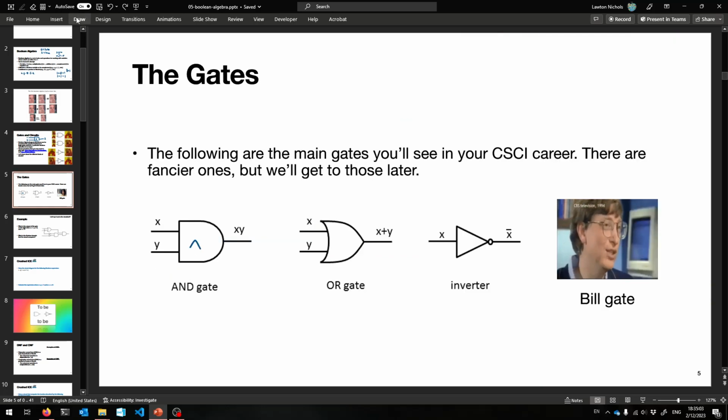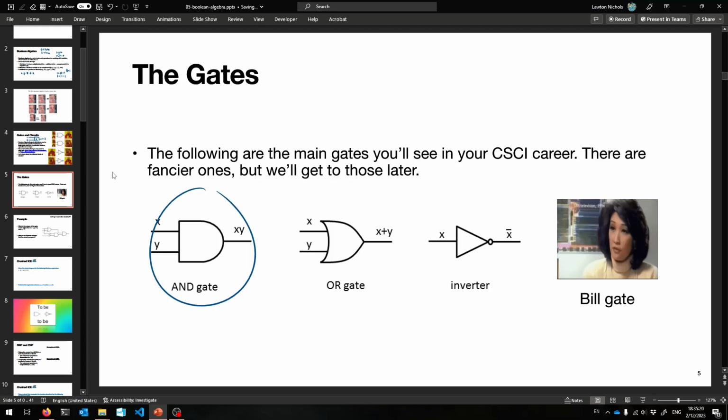And this will make sense with an example, I promise, but we got to get there first. So these are the gates that you will see. Oops, I forgot to delete some extra things. I'll draw it right back. These are the main logic gates, we say, that you're going to see most likely.